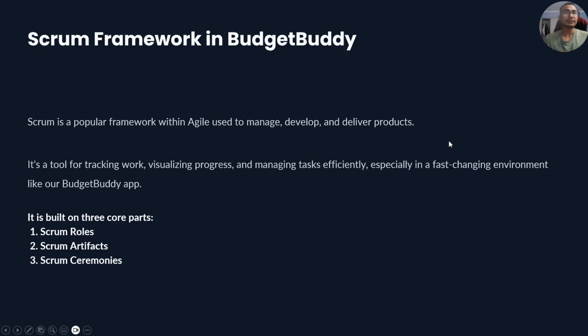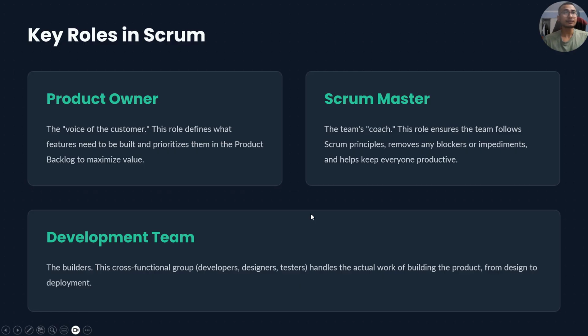Okay. So the Scrum framework in BudgetBuddy. Scrum is a popular framework in Agile to manage and develop applications. It is a tool used for tracking expenses, visualizing spending, and managing budgets efficiently. Scrum has three parts: Scrum roles, Scrum artifacts, and Scrum ceremonies. So let's talk about Scrum roles.